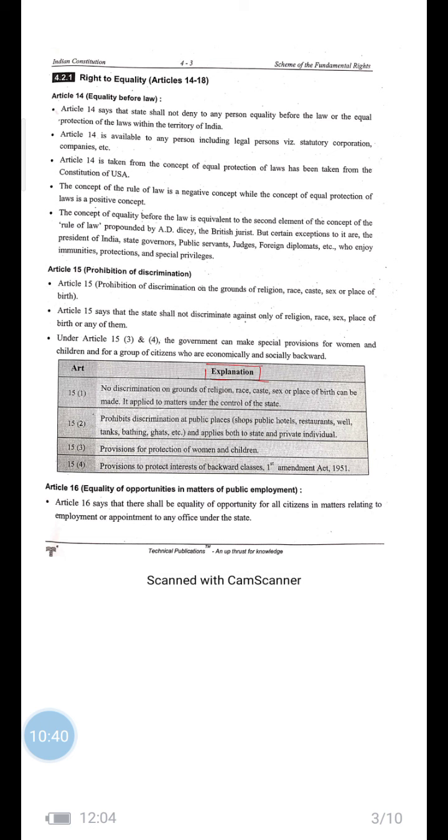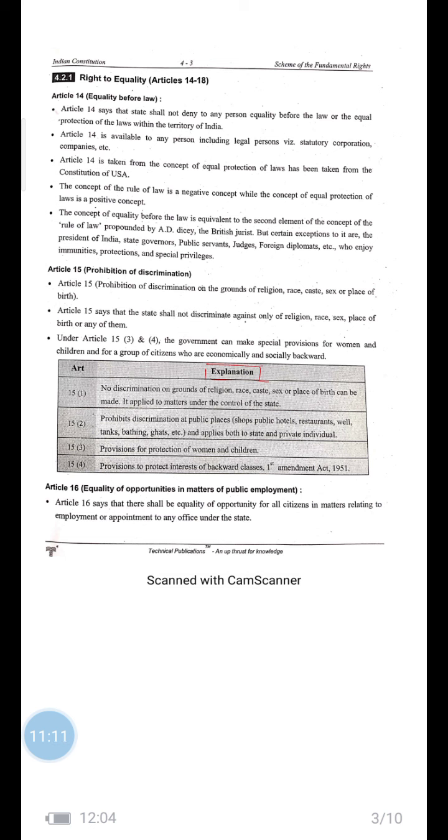So Article 15(1) is no discrimination on the ground of religion, race, caste, sex, or we can say the place of birth can be made. It applies to matters under the control of the state. Then Article 15 subsection 2 prohibits discrimination in public places, and we can say shops, public hotels, restaurants, wells and tanks, bathing ghats, etc., as it applies to the state and private individuals.